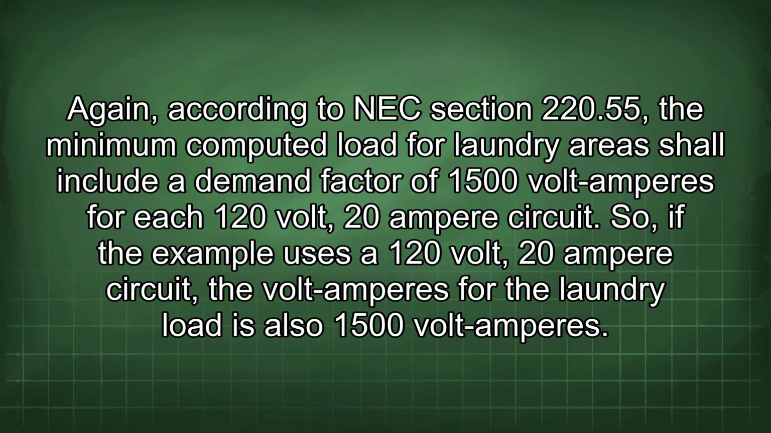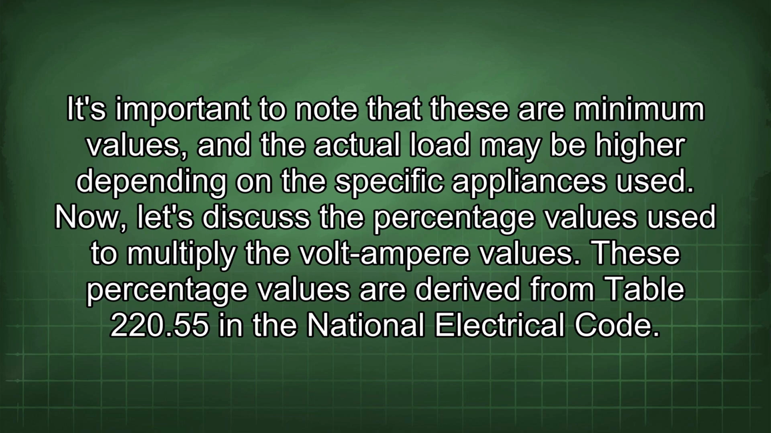Again, according to NEC section 220.55, the minimum computed load for laundry areas shall include a demand factor of 1500 volt-amperes for each 120 volt, 20 ampere circuit. So, if the example uses a 120 volt, 20 ampere circuit, the volt-amperes for the laundry load is also 1500 volt-amperes. It's important to note that these are minimum values, and the actual load may be higher depending on the specific appliances used.